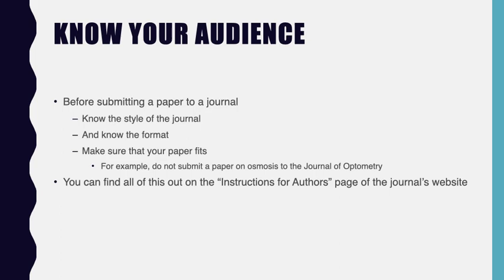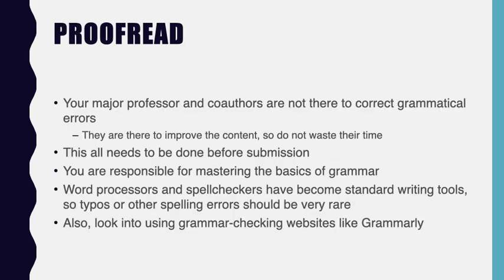Now, you can find out exactly the formats and styles that they like on the instructions for authors page of the journal's website. Now, I shouldn't have to say this, but I'm going to. You need to make sure you carefully proofread your paper before sending it to anybody else. The other people on your paper, whether it's your professor or your co-authors, are not there to fix grammatical errors. They are there to improve the overall argument of the paper. They are there to improve the content, the flow, to make sure that it is the best version of the paper it can be, so don't waste their time.